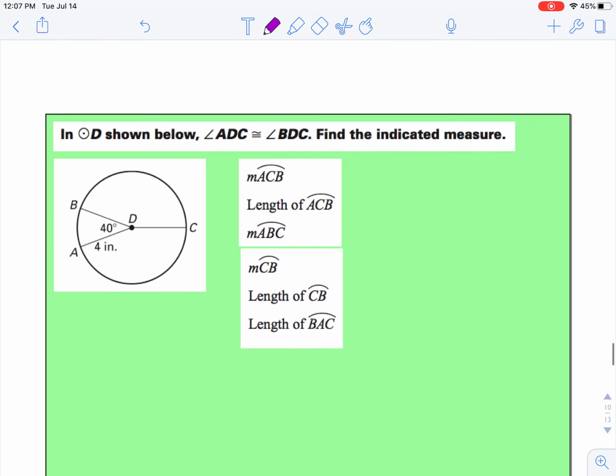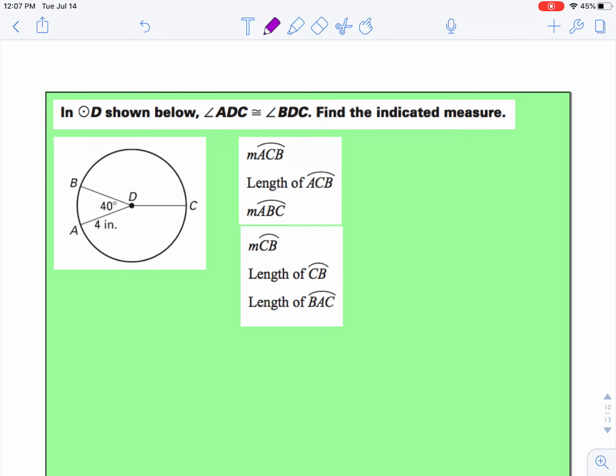So I'm going to have you try this next example right here. You try this one on your own and then check back to the notes. I'm going to move on.